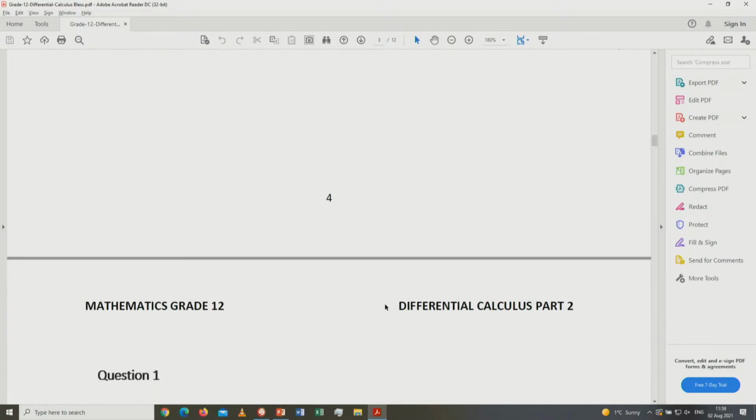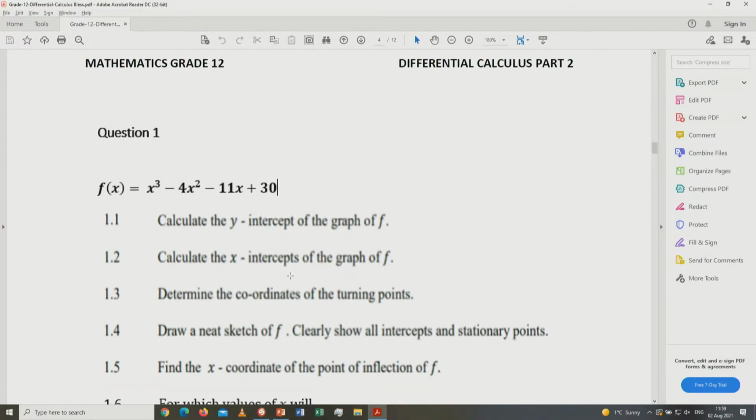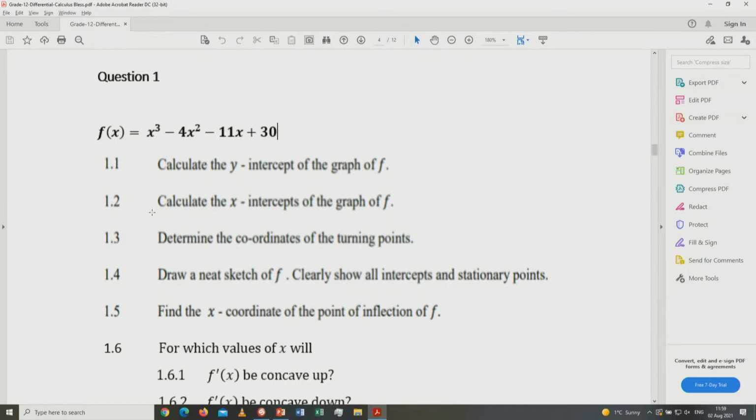Suppose that we are given this question, and you are required to answer these questions, and thereafter you sketch the cubic function. We are given the graph of f(x) = x cubed minus 4x squared minus 11x plus 30. For 1.1, you are required to calculate the y-intercept of the graph of f. For 1.2, you calculate the x-intercepts of the graph of f. For 1.3, you determine the coordinates of the turning point.